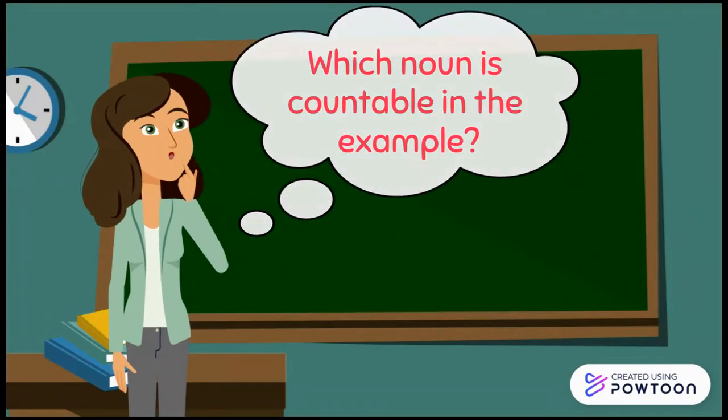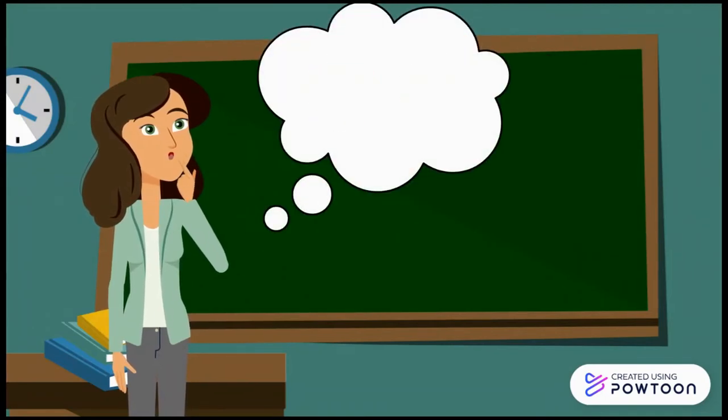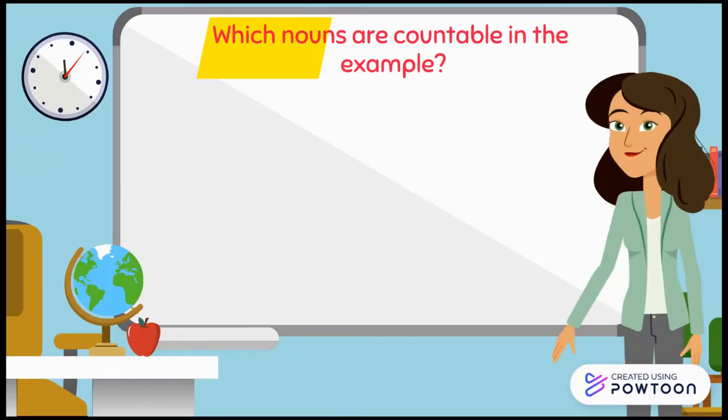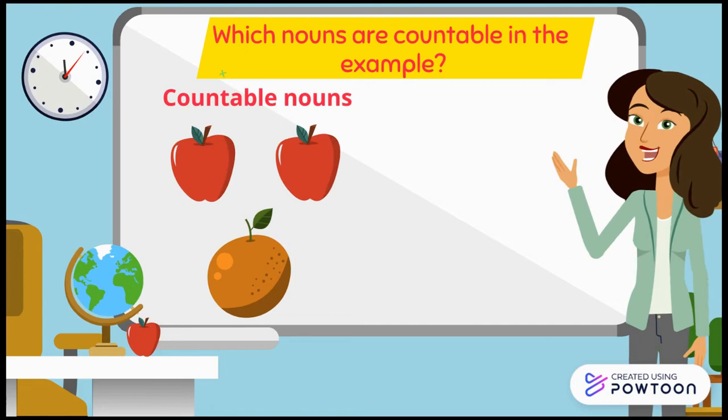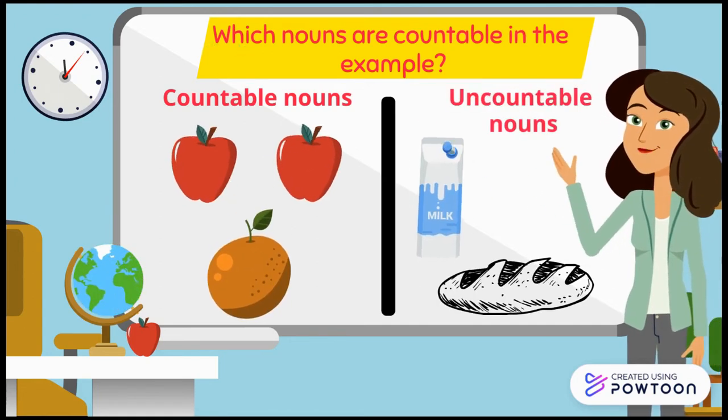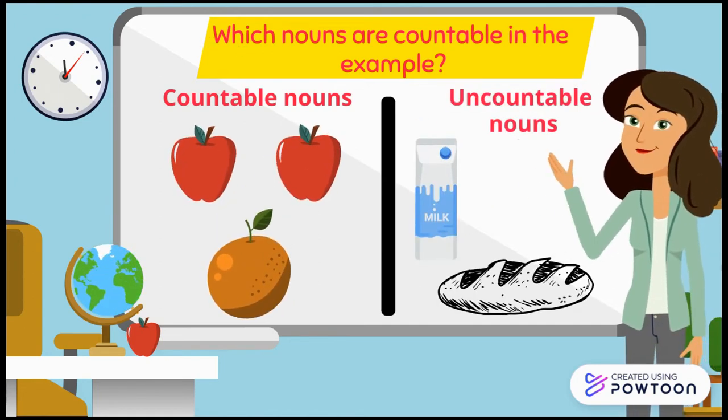Thank you. Can you guess which noun is countable in the examples? Apples, oranges, milk, or bread? As in the example, we have 2 apples and an orange are countable nouns. Milk and bread are uncountable nouns.